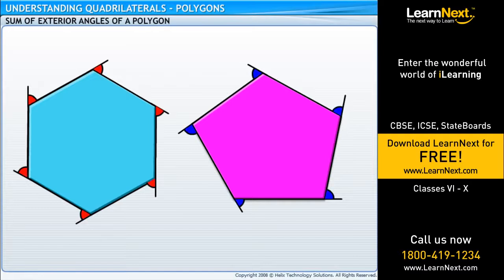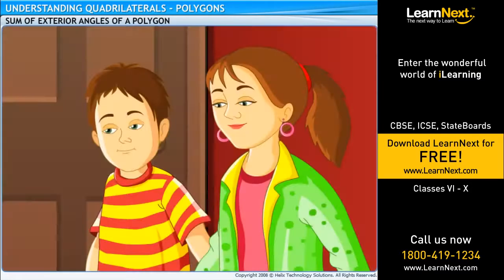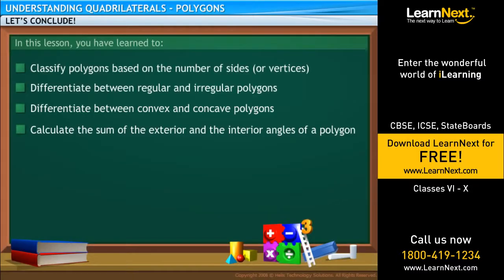We can conclude as follows. The sum of the exterior angles of any polygon is 360 degrees. So, Alice and John, this completes our short discussion on polygons. You have reached the end of this section.